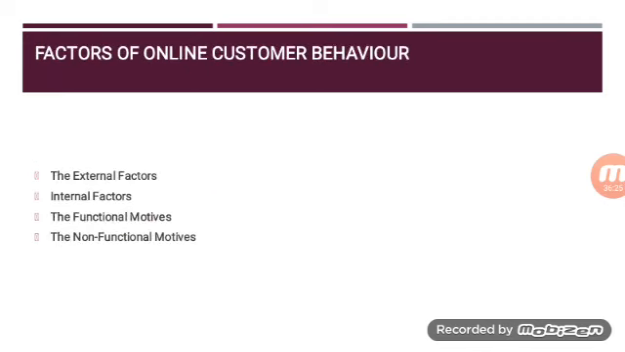Okay guys, so these are the factors of online customer behavior, which is the last part. I'll just run through this because this is just basic information that you will need to know. There are about 4 factors of online customer behavior. When a customer comes online, you can classify their behaviors under 4 categories: external factors, internal factors, functional motives, and non-functional motives. So let's just run through.